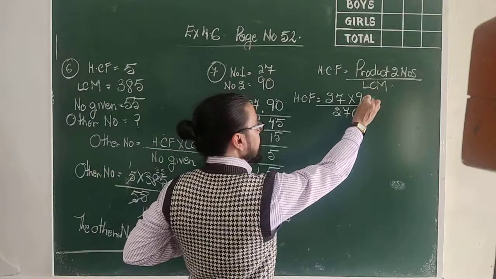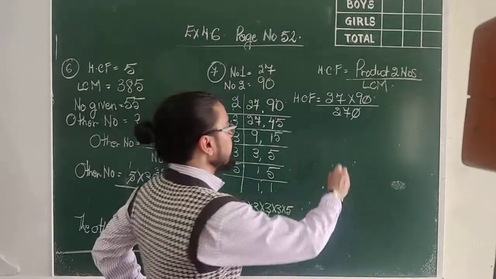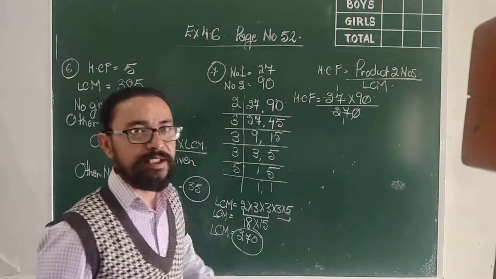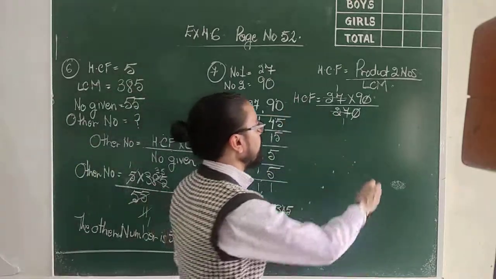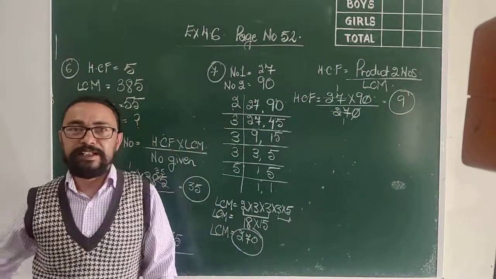Now end zeros I can always cancel. 0 cancels 0. And now you can see 27 ones are 27. Everything's cancelled. 1 into 9, 9. So my HCF out here is 9.